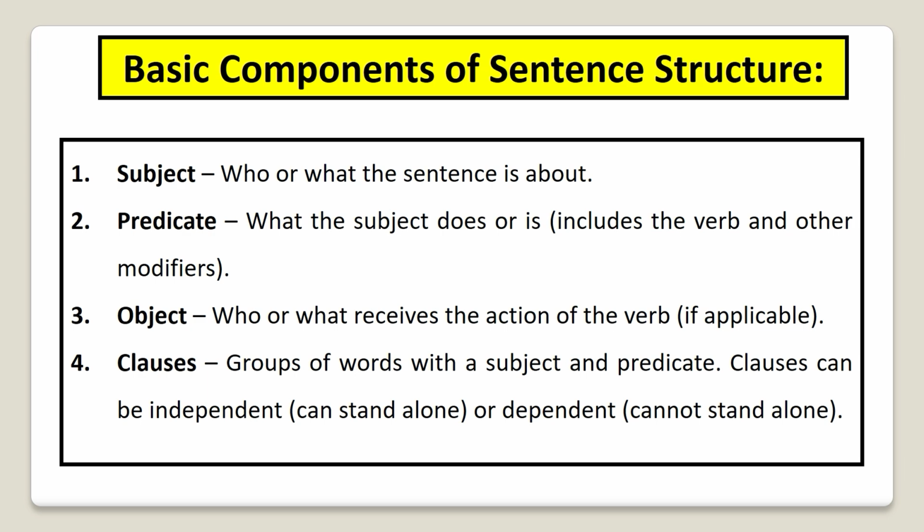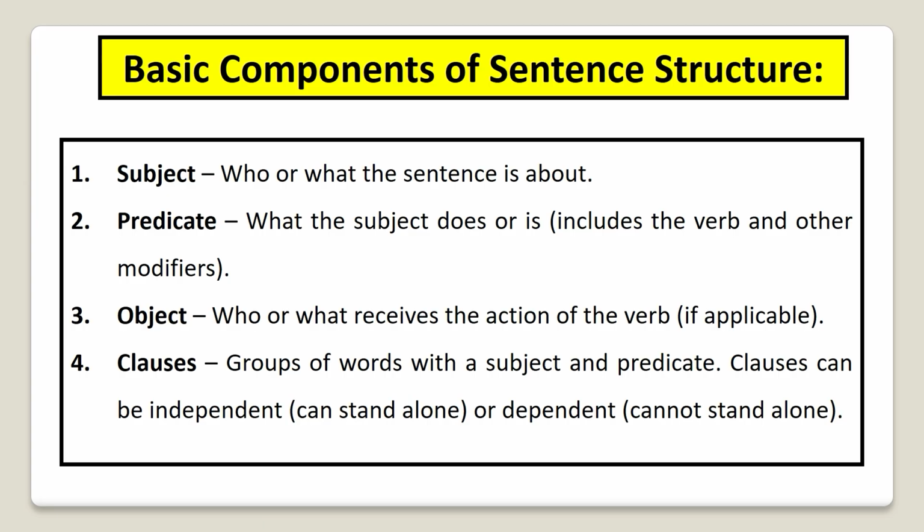And the fourth one is clauses. Clauses are groups of words with a subject and predicate. Clauses can be independent or dependent. The groups of words with a subject and predicate are called clauses, and these clauses may be independent, able to stand alone, or dependent, unable to stand alone. So, the remaining part of any sentence is made of clauses.